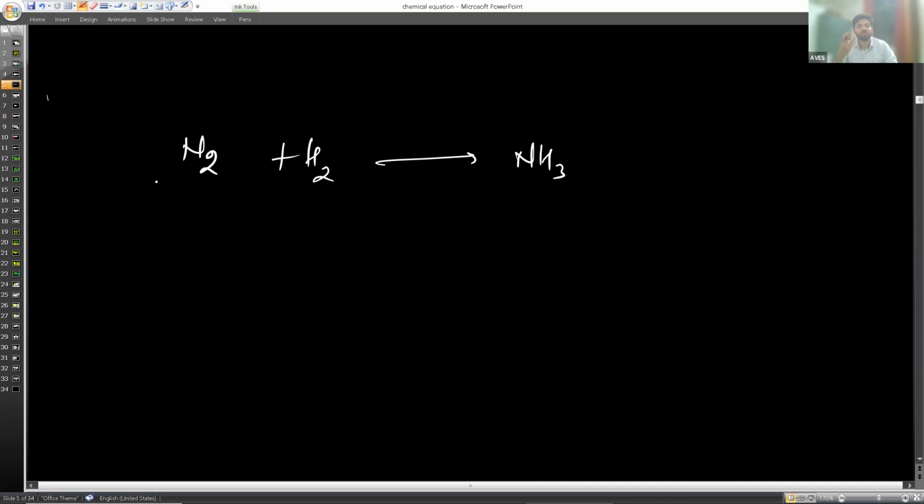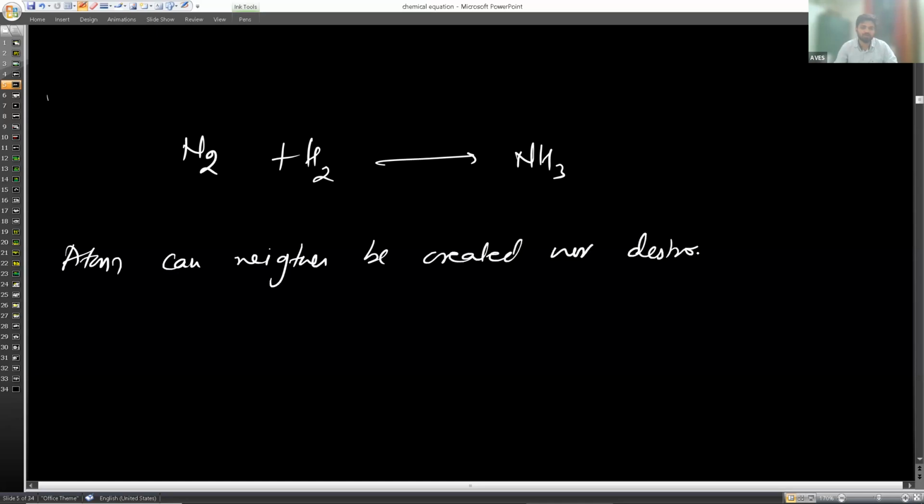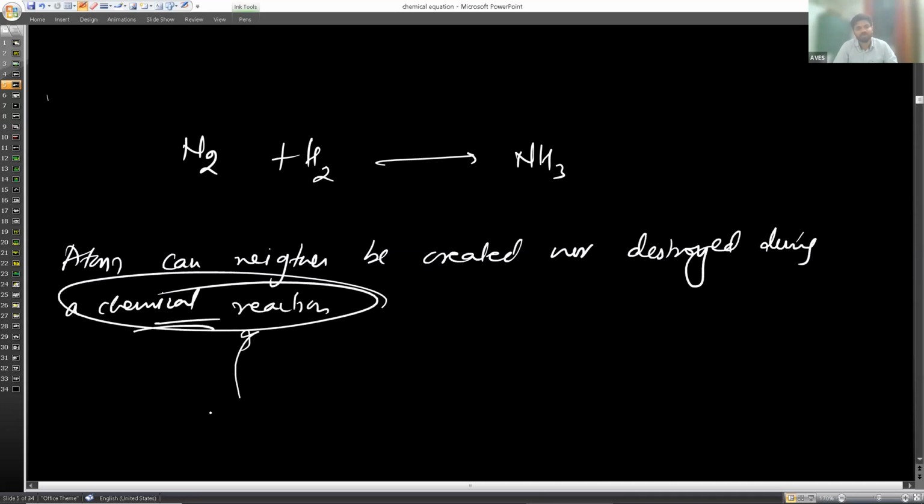What does that person say? That atoms can neither be created nor destroyed during a chemical reaction. We can break the atom into subatomic particles, but that is in nuclear reactions, not in chemical reactions. We are talking about chemical reactions. So what does it mean? The total number of atoms before and after the reaction should be equal.